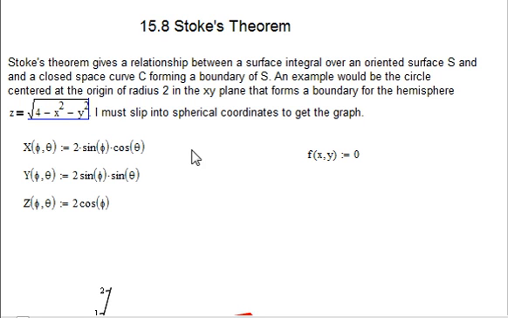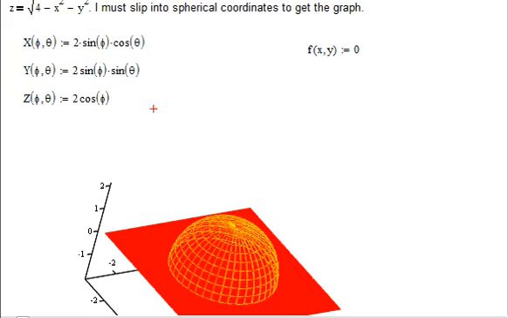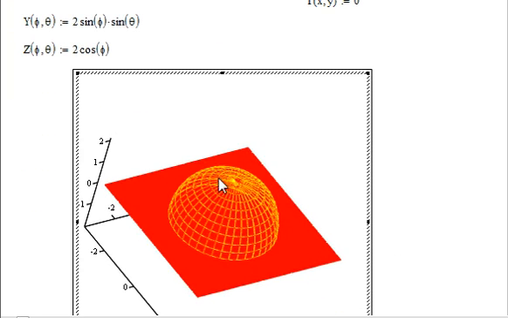So in order to get a graph of this, I've got to slip in the spherical coordinates. By the way, notice here's r cosine theta for the x, r sine theta for the y, and remember the radius of the sphere is 2, so 2 times cosine of phi for the z. And here is our hemisphere, that's in yellow, and the border of the hemisphere in the xy plane is the closed curve C that we're talking about.